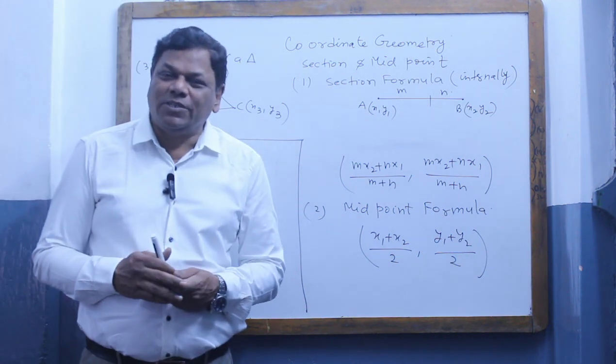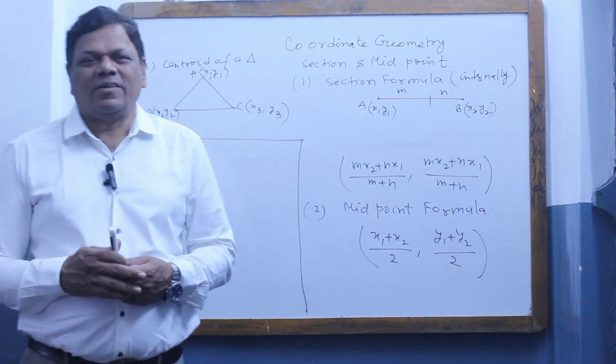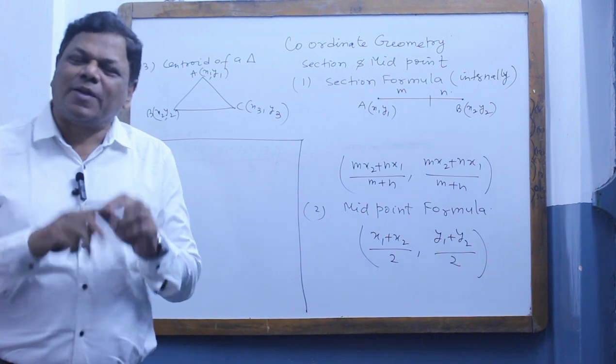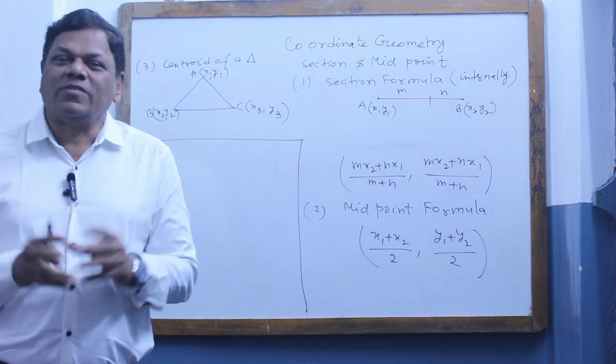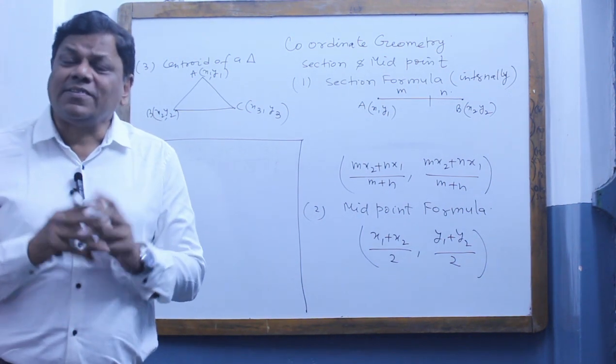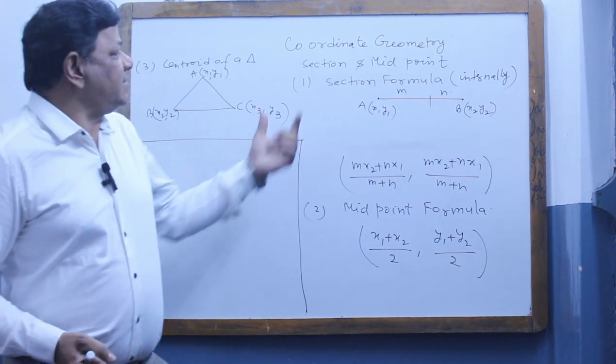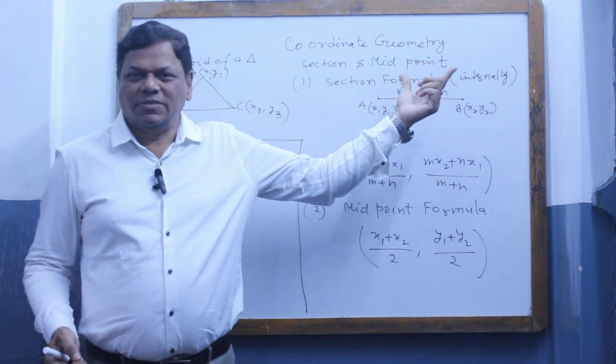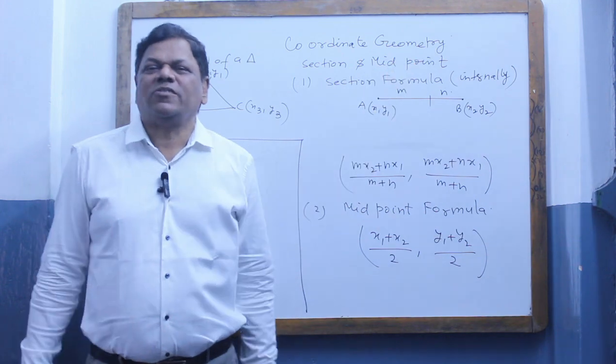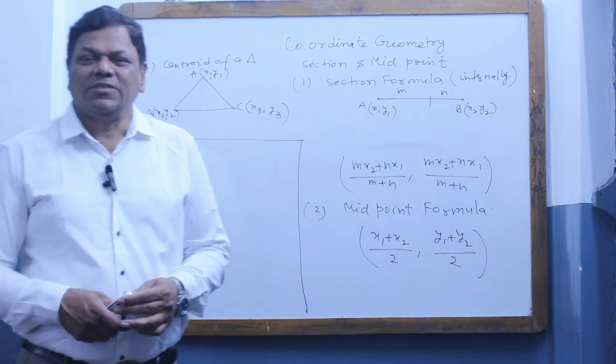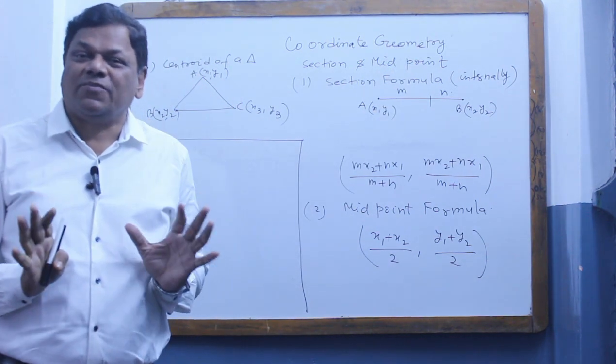Already I explained to you in coordinate geometry the distance formula, and related to that a lot of sums also I have done, and the concept also I have given. Now the second part of that: what is section and midpoint. Section and midpoint formula also you have to learn in the next part. Try to understand the concept of this very well.